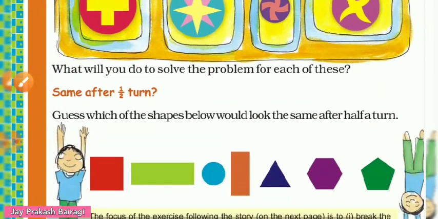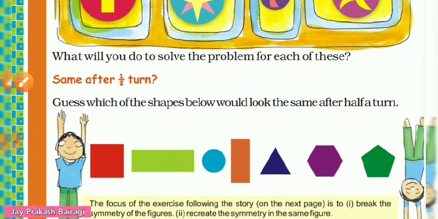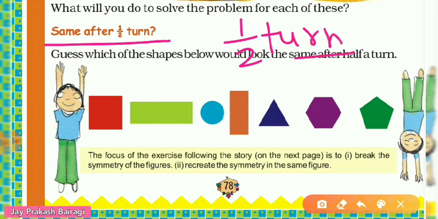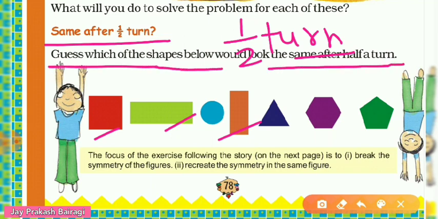Now next, what will you do to solve the problem for each of these? Same thing we will do that the king's daughter has done. Now here is "same after half turn." So dear students, you have already known what a half turn is. So here we have to find the half turn of this picture. So let's read the question first. Guess which of the shapes below would look the same after a half turn.